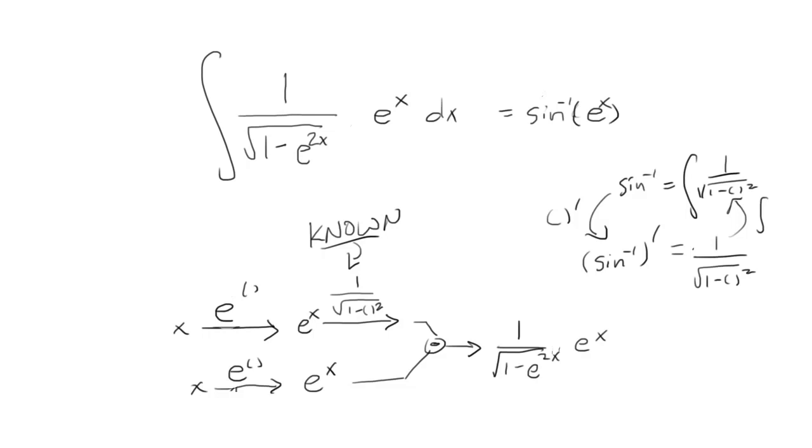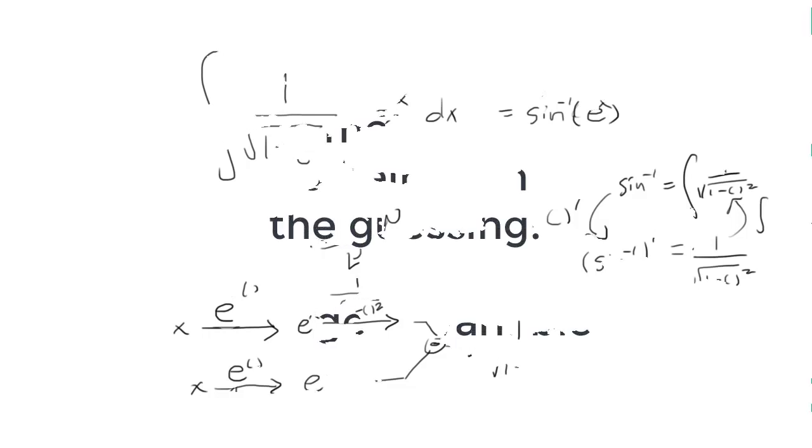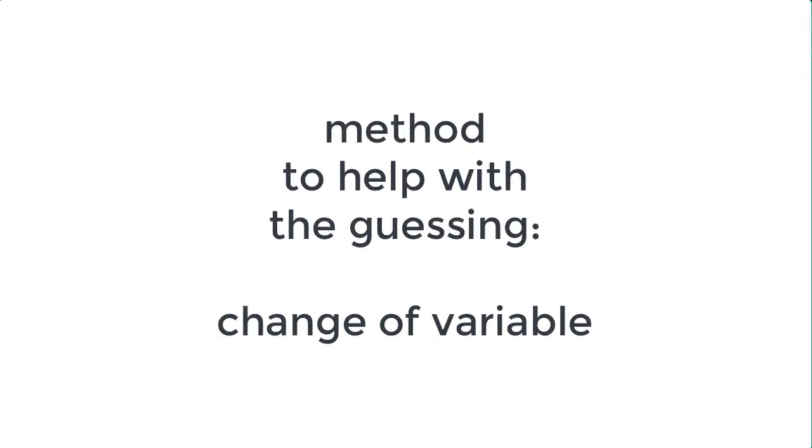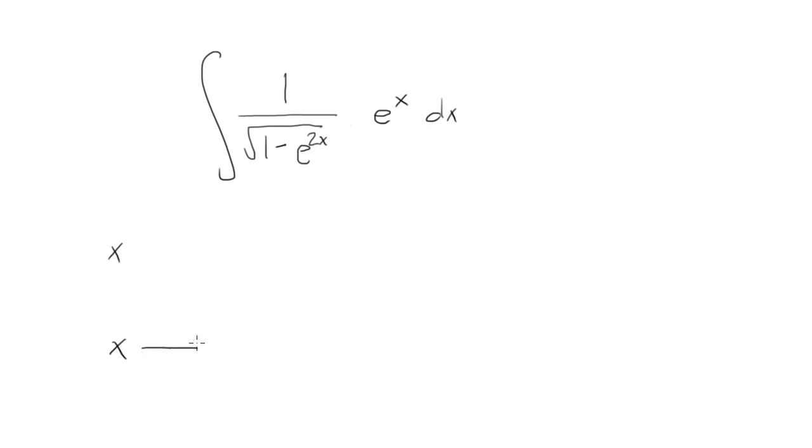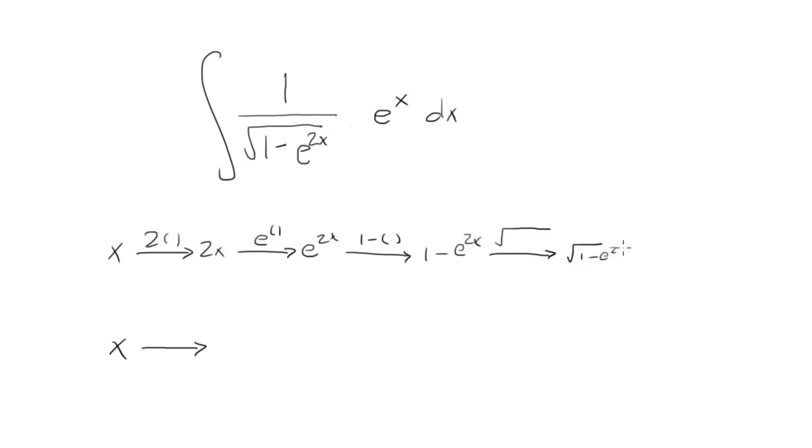Remember, doing antiderivatives is a guessing game. You just have to map out the function, see what the structure is, and make a guess. There's a method to help put structure to your guess: change of variable. So you start with mapping the function. Run it through the linear map, square root, reciprocal, yikes, times the exponential.